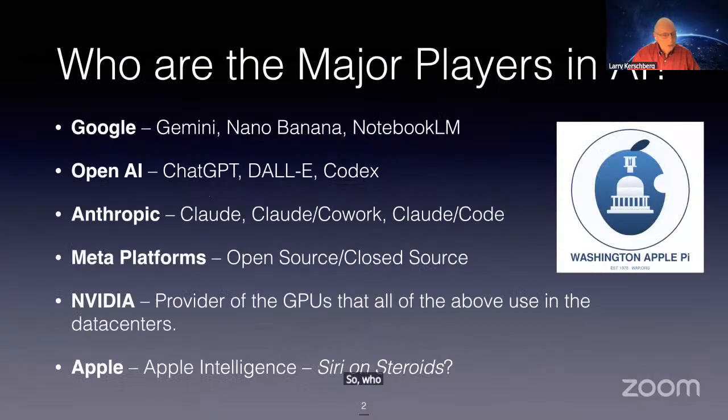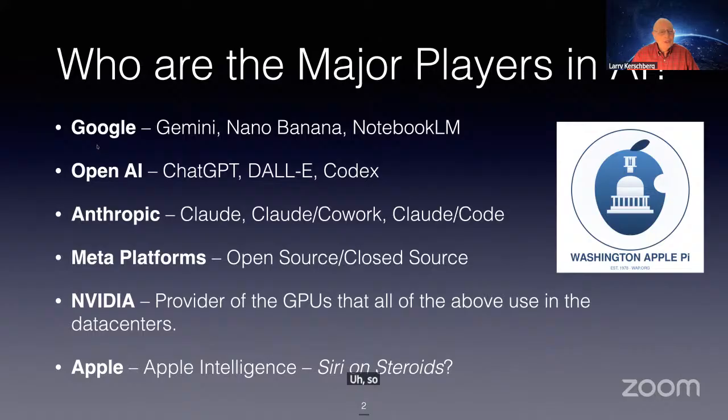So who are the major players? And by the way, I had Claude generate this Washington apple pie logo just based on examining both websites, wep.org and the other website, thepi.org, and it came up with this logo.